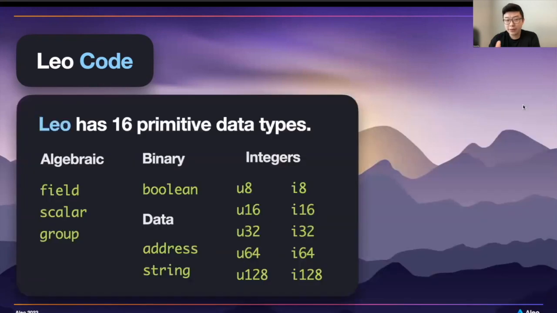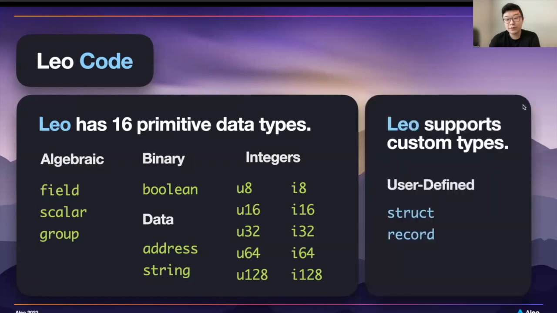Hope that gives you a little bit of a taste. Under the hood, Leo supports 16 different data types. There are algebraic ones, binary data types, integer types, so there's all sorts of stuff. And then additionally, we also offer custom types, which is typically expected now. So we have structs as well as records, records being just what you saw in the previous few slides.